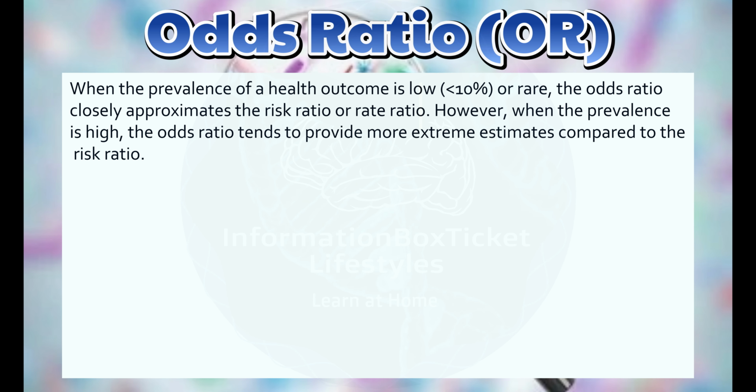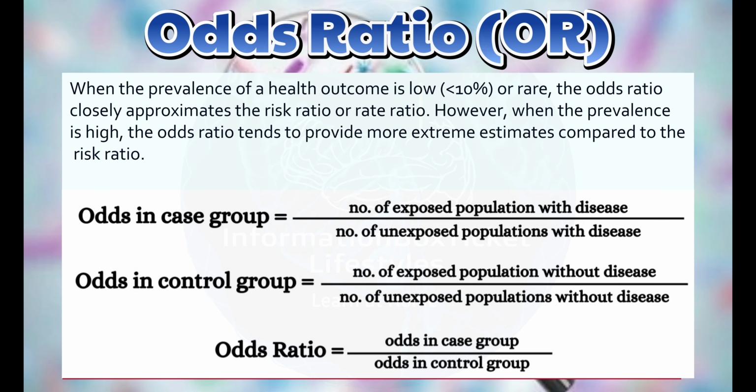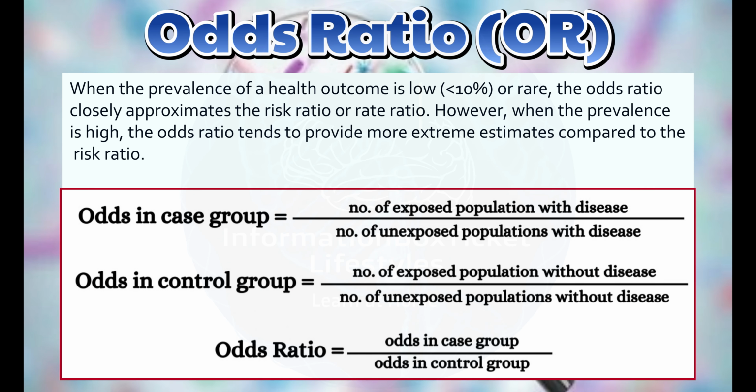When the prevalence of a health outcome is low, less than 10%, or rare, the odds ratio closely approximates the risk ratio or rate ratio. However, when the prevalence is high, the odds ratio tends to provide more extreme estimates compared to the risk ratio. Odds ratio formula.